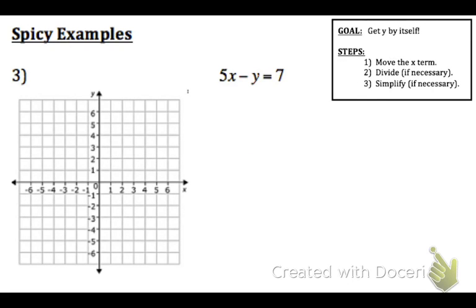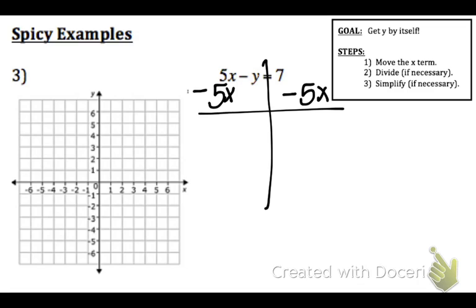Now we're going to get to our spicy examples. These two problems are difficult for two different reasons, and so as we go through them, you might be getting a hang of this, but I do want you to pay attention to why they are tricky, okay? So here I have a standard form equation, and my goal is to get y by itself, okay? That has not changed. That is the same from the early examples. So we're going to start by getting rid of our x term. We're going to minus the 5x on both sides.